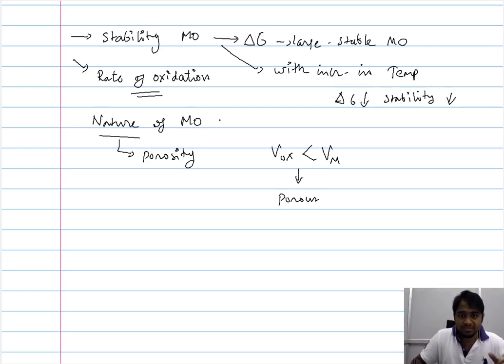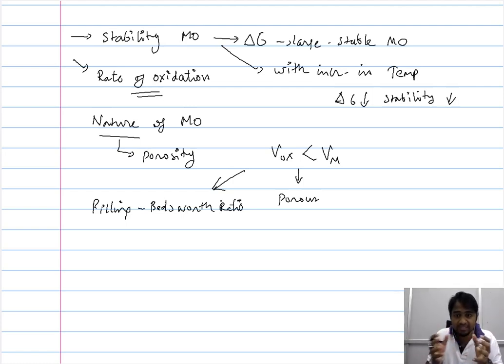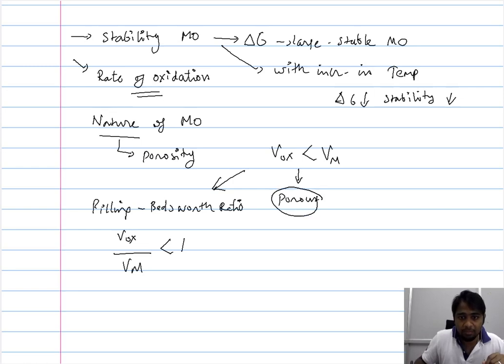So when you express this relation in the form of the ratio, we end up with the Pilling-Bedworth ratio. What the Pilling-Bedworth ratio does is it takes the ratio of the amount of oxygen that is being consumed during the formation of a metal oxide and relates it to the amount of metal that is being consumed. So when this is less than 1, you have the formation of a porous network of metal oxide.